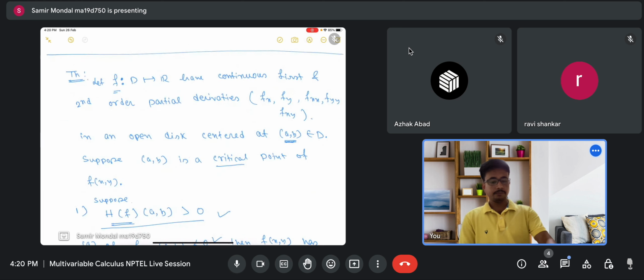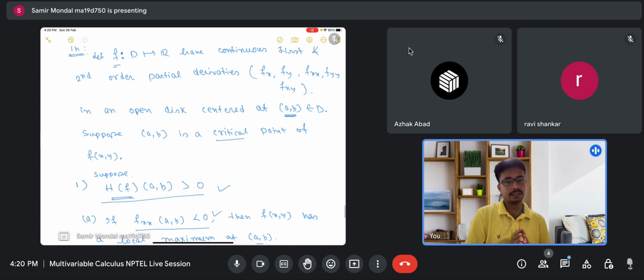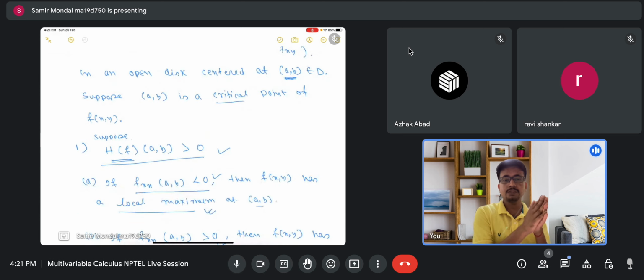So how do we find the local maxima and local minima? That time what we did, we found the critical points. Then we get a few finite points. After that, we check how many points are local maximum or local minimum. We take one point and find the Hessian of the function at that point. If it's greater than 0, then we go for the second order partial derivative.